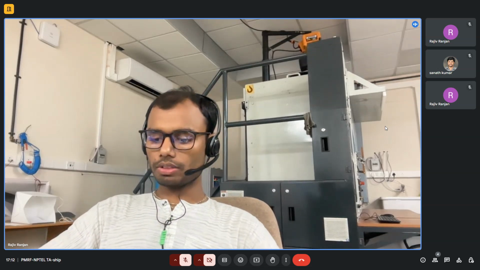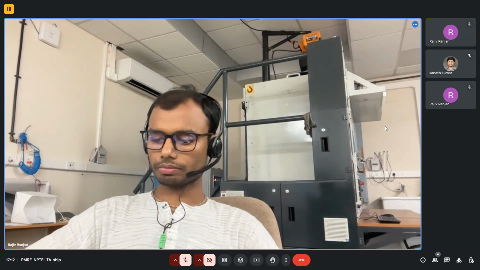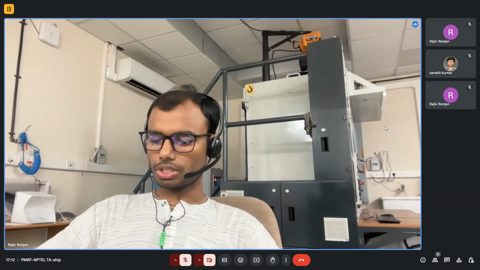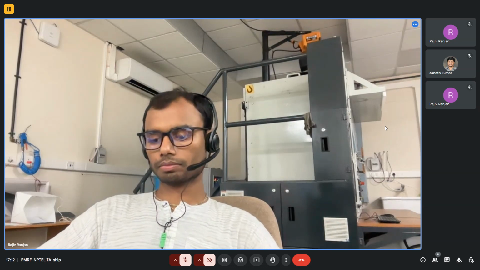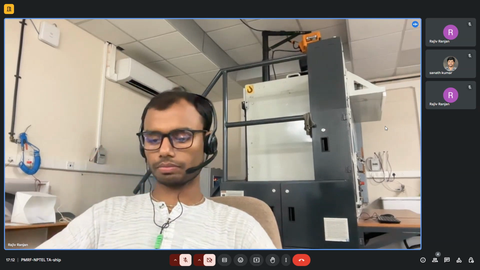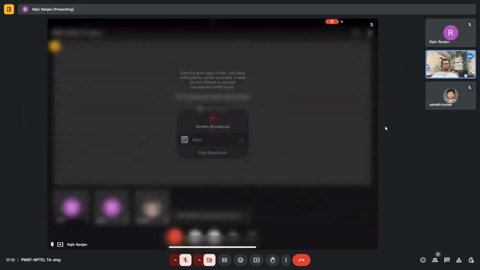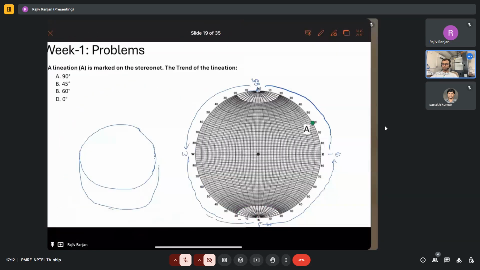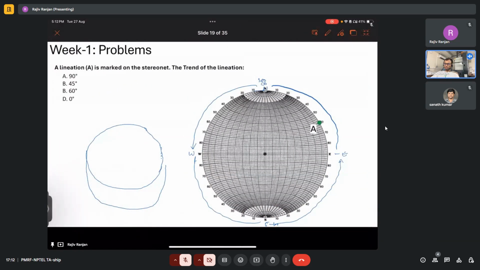So I will share with you now the question which we started with. Now try to find this. The lineation is marked on the stereonet. The trend of the lineation is what? Tell me the trend of this lineation of point A.